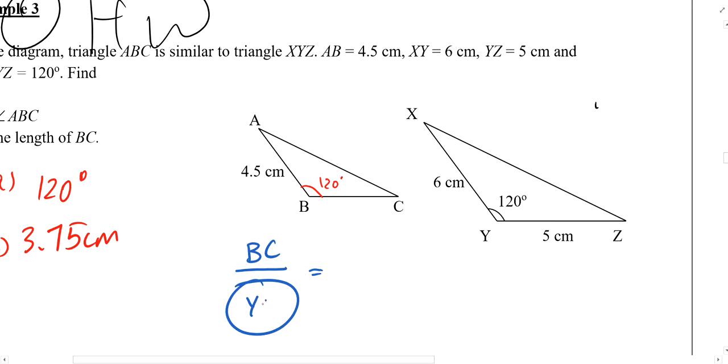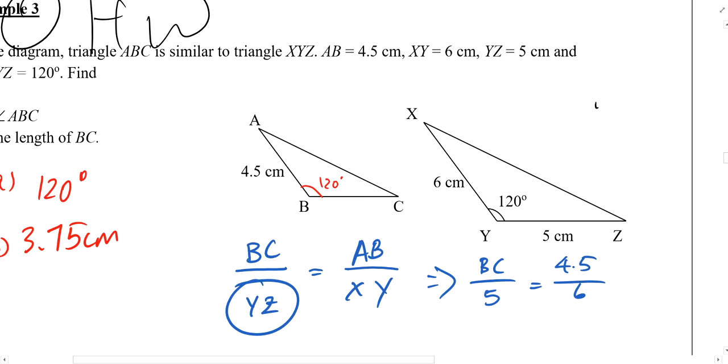YZ? Okay. So YZ, I know it is 5. So I need the ratio of another side, another pair. What do I have? What's available? A, B, and X, Y. So time to put in the values. BC over 5 equals 4.5 over 6. BC must equal 4.5 times 5 divided by 6, to give us 3.75.